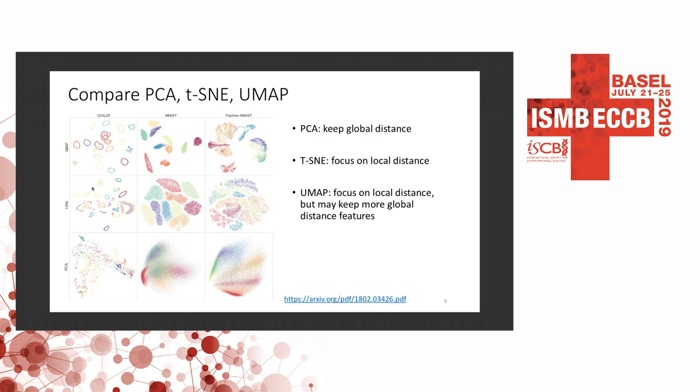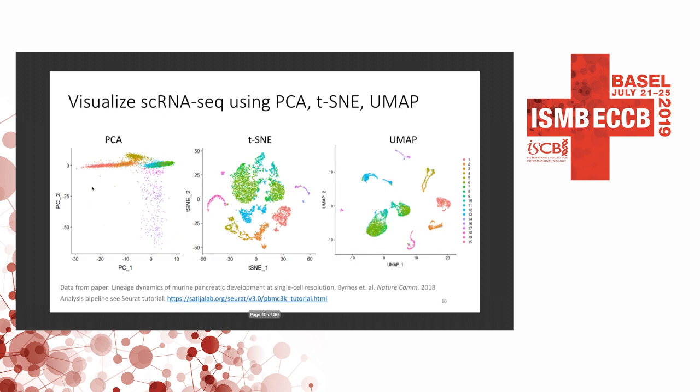Here you can see some orange and red together, so they're still together here. And you see some yellow and green together here, so they stick together here. So this UMAP keeps local distance, but it looks more similar to the PCA, which also keeps the global distance. And this is a result of PCA, t-SNE, and UMAP on the same single-cell sequencing data.